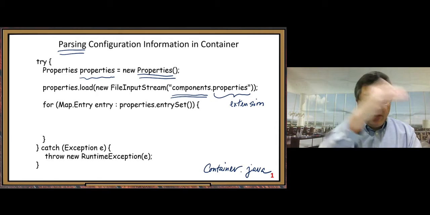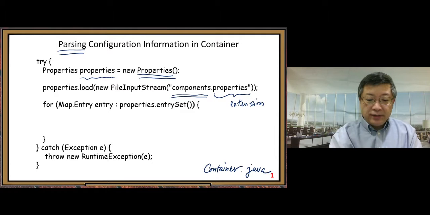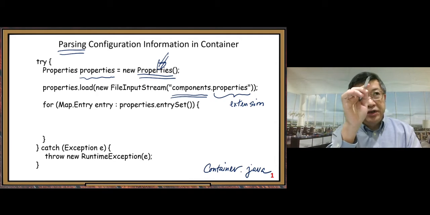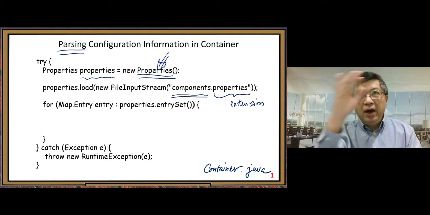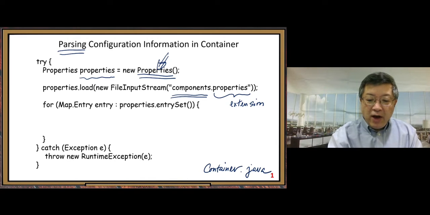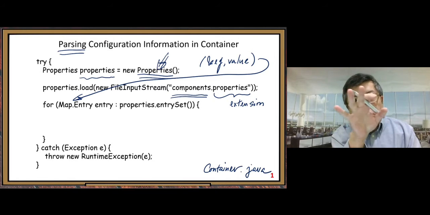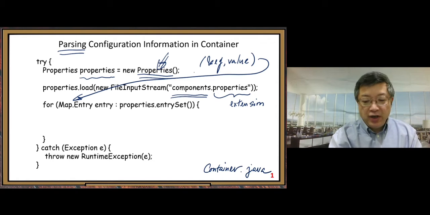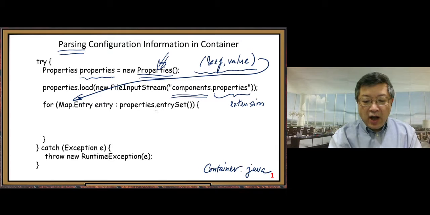Then a for loop. In this for loop, because this class processes properties based on key value pairs, the key value pair corresponds to the map structure, because in a map object, each entry is a key value pair. Each entry is a key value pair. So for that reason, we use properties object dot entrySet.